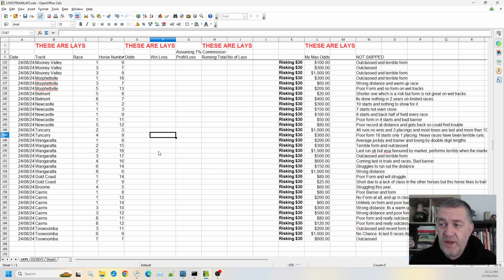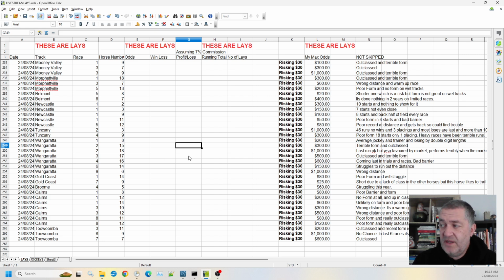So we jump over to Wangaratta, where it actually had quite a few big fields. So I've got a few selections here. Race 1, number 8, I am risking up to $200. Now, it's been losing by double-digit lengths. There wasn't much in this race that looked like it could win, but it had a very average jockey and trainer stats. So I'm willing to take it up to that $200 mark.